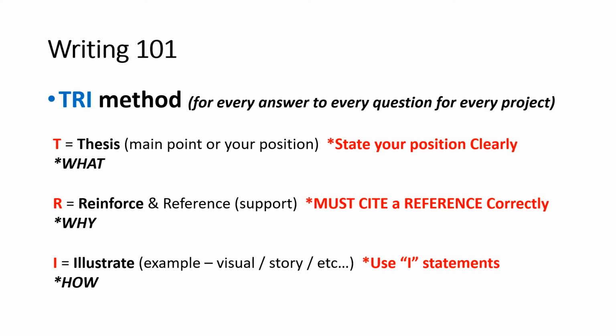So what we're thinking about is you're going to do TRI for every answer. You're going to tell me what you want to do, make it clear. You're going to go ahead and say why and support that with citing a reference, a quality and credible reference, and you can use multiple ones here. And then last, you want to finish up by giving me a concrete example or illustration of how you are going to do it. I will or we will, and so on.